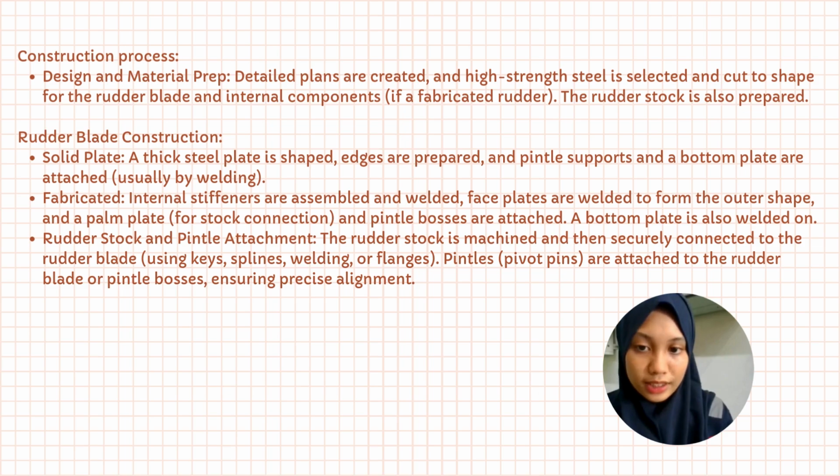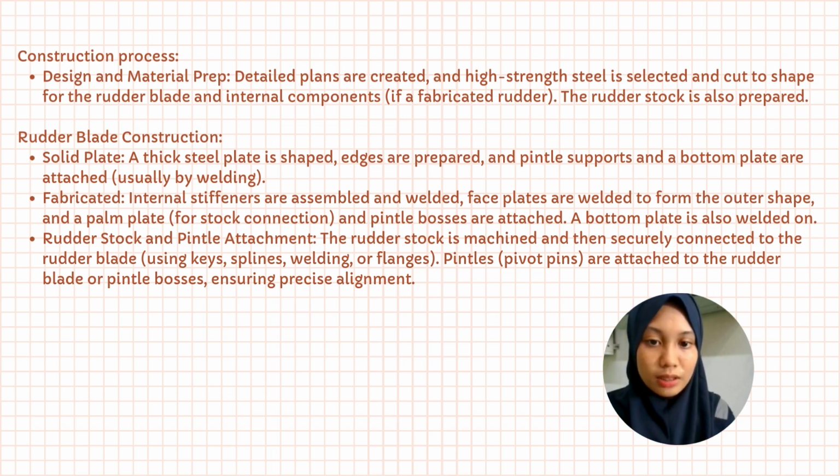And then we have fabricated. Internal stiffeners are assembled and welded. These plates are welded to form the outer shape and a palm plate. And pintle bosses are attached. A bottom plate is also welded on. And then we have the rudder stock and pintle attachment. The rudder stock is machined and then securely connected to the rudder plate.